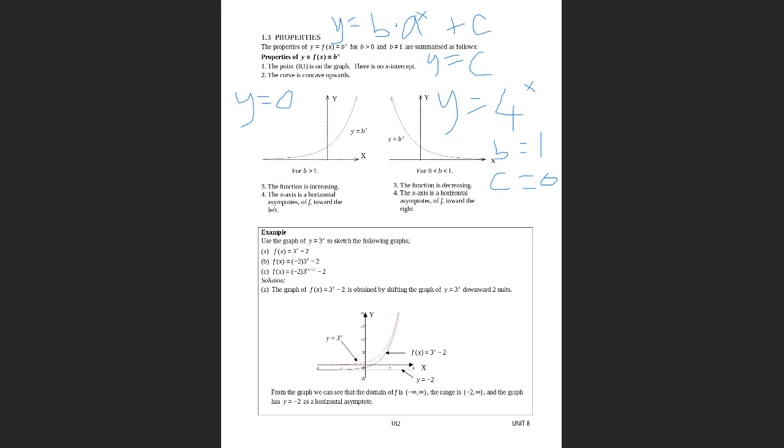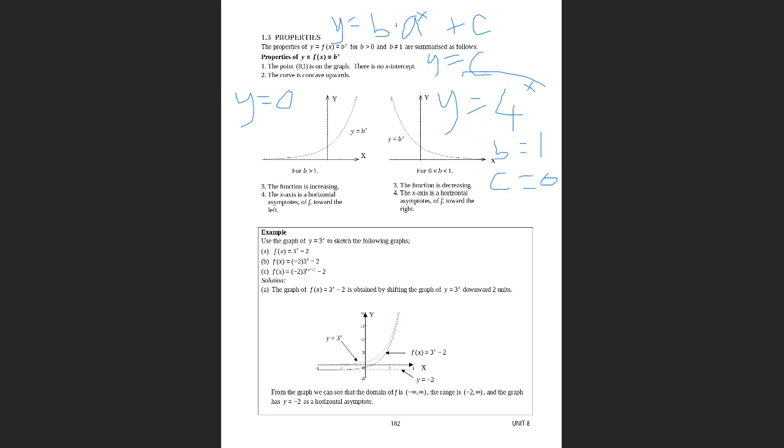In that case, such an exponential function is not going to have an x-intercept, because we know that the graph can only approach an asymptote, but it cannot touch the asymptote. So your graph can only have a y-intercept, and your graph cannot have an x-intercept.